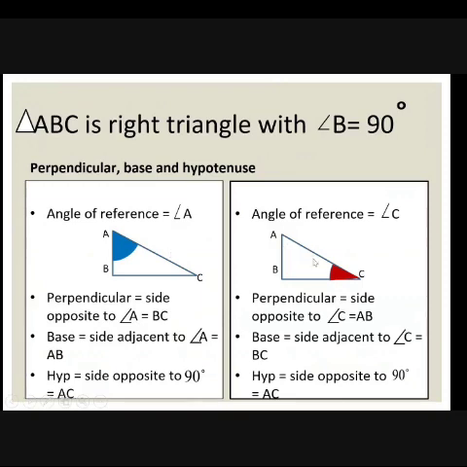Exactly the same way, if I take the right angle triangle ABC and I take the angle of reference as angle C, the side opposite to angle C is AB. It will be called the perpendicular. The side adjacent to angle C is BC. It will be called the base. And as usual, the side opposite to the right angle would be called the hypotenuse.